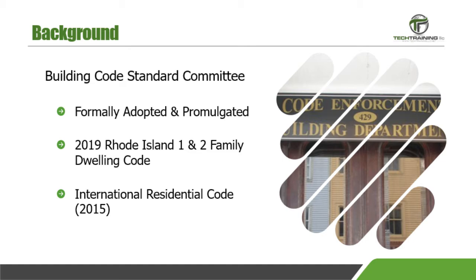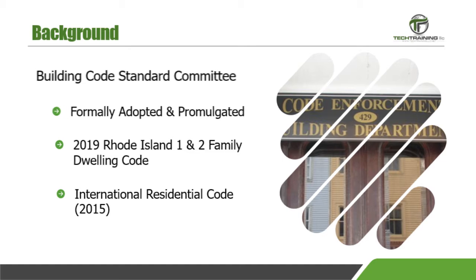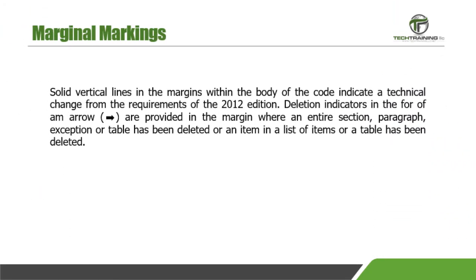When reviewing the code and this presentation, it is best to understand the marginal markings. Solid vertical lines in the margins within the body of the code indicate a technical change from the previous code. Two thin vertical lines indicate a specific Rhode Island amendment. Deletion indicators in the form of an arrow are provided in the margin where an entire section, paragraph, exception, or table has been deleted, or an item in a list of items or a table has been deleted.